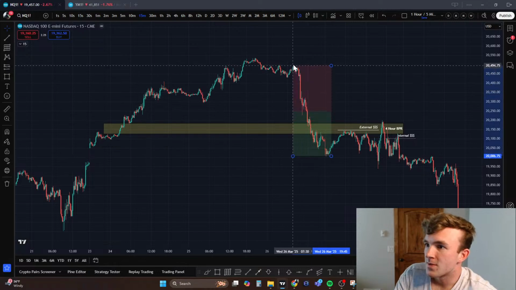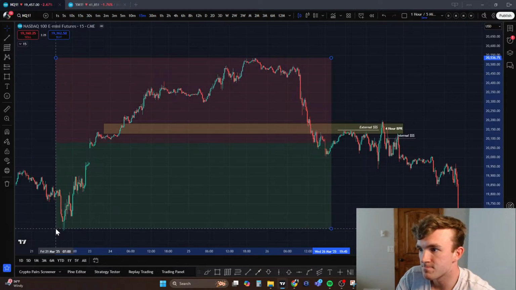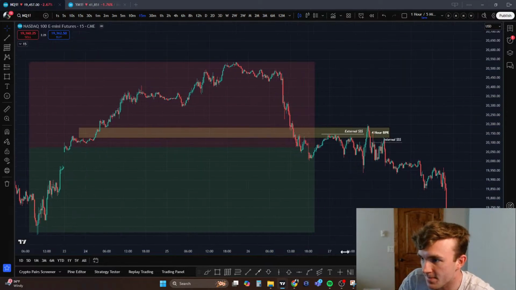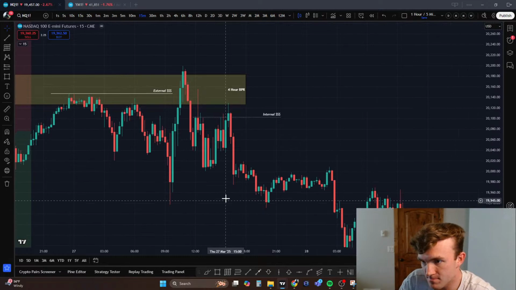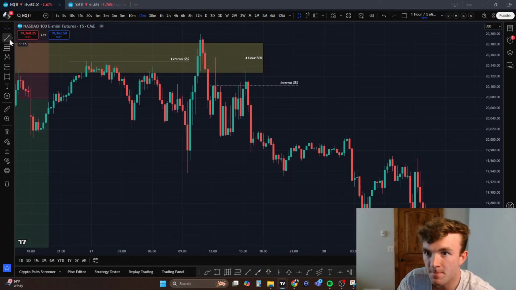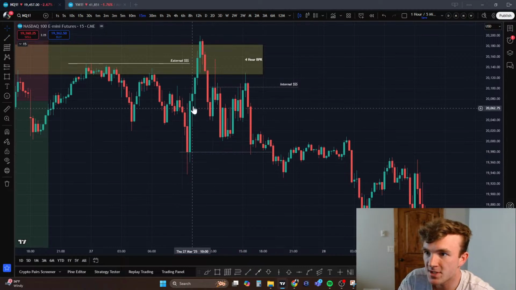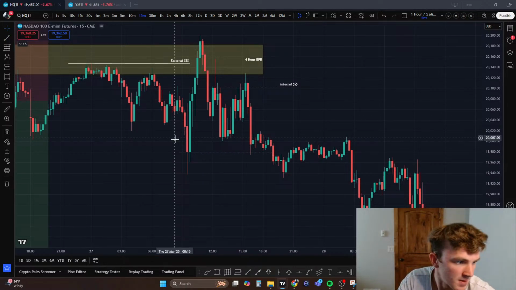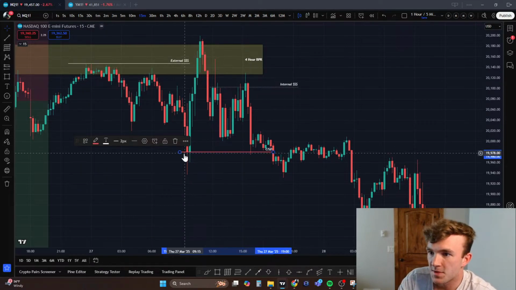We didn't really go retest this. We're definitely in premium of this. Anyway, I would say this would be your change state delivery, right? I mean, someone can correct me if I'm wrong, but I'd probably say this is your change state delivery because this is where we close below this.